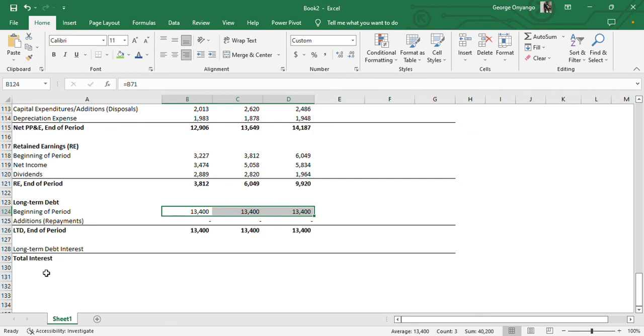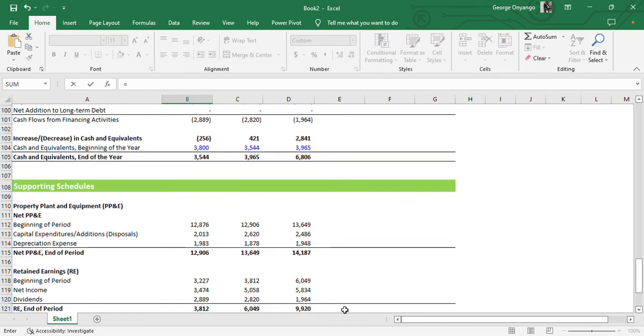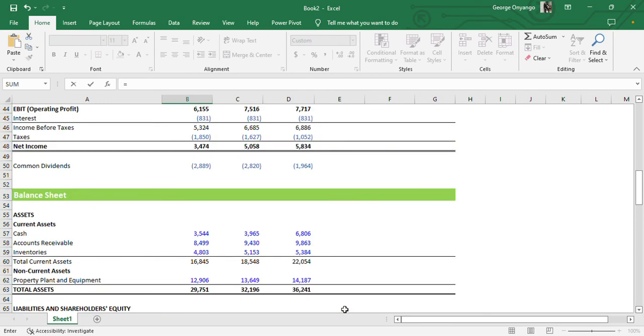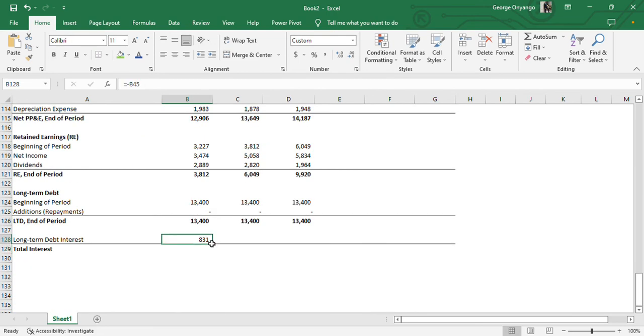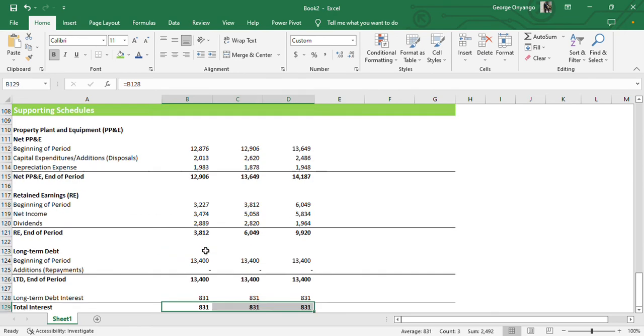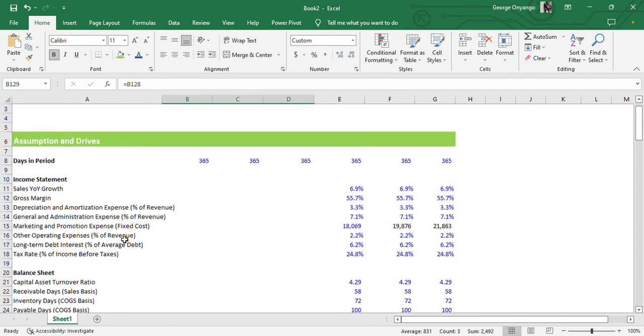Then we have long-term debt interest. This company was paying interest, that one you can get from the income statement. Then we have that, but now you put it to be positive to fill the supporting schedule. So this one is just going to be the same as this one here. So you simply fill that right, and you now get your complete three financial statements.